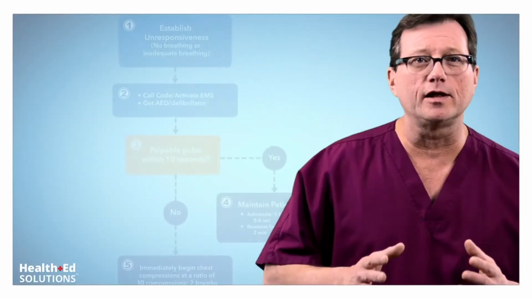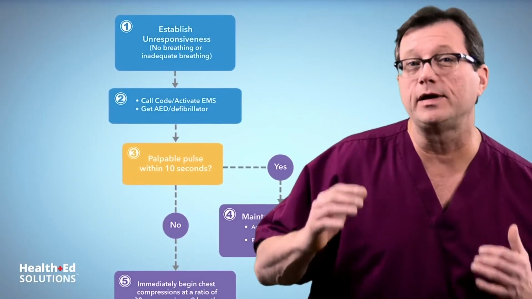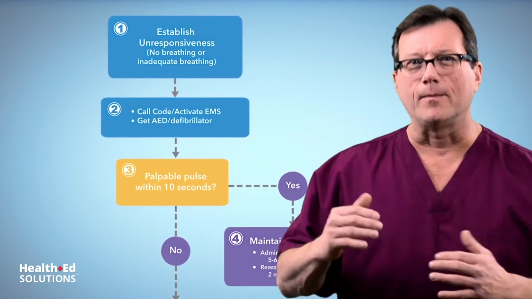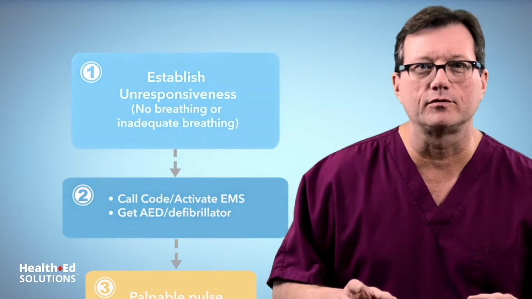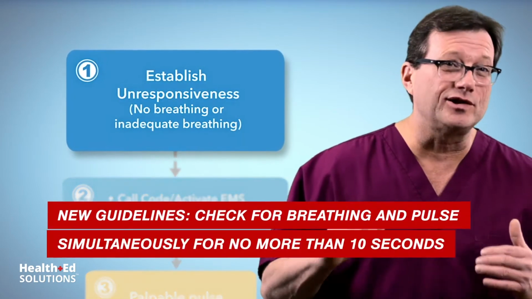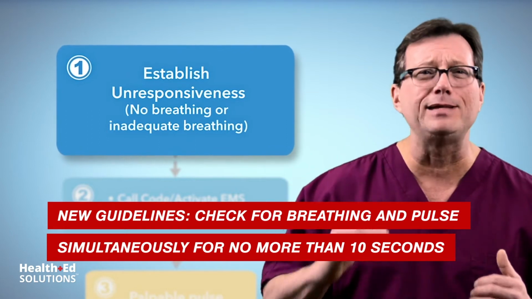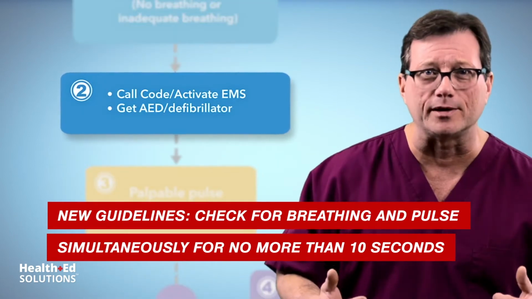Going to review BLS for the healthcare provider for the pediatric patient, for the child. Let's take a look at those skill steps now. First, establish unresponsiveness. Next, look for breathing for about 5 seconds. If this child is not breathing, immediately call a code, get some help coming.